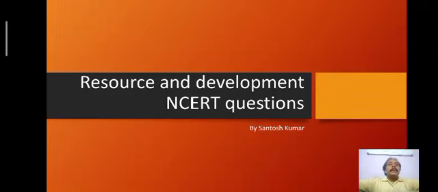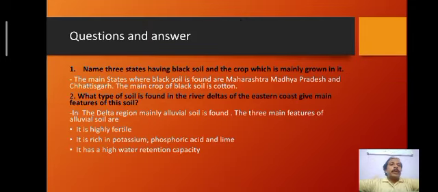My dear students, today I am going to discuss some questions which are related to the NCERT book. Is it clear? So it is also important. Question number 1. Name the three states having black soil and the crop which is mainly grown in it. The main states where black soil is found are Maharashtra, Madhya Pradesh and Chhattisgarh. And the main crop of black soil is cotton.